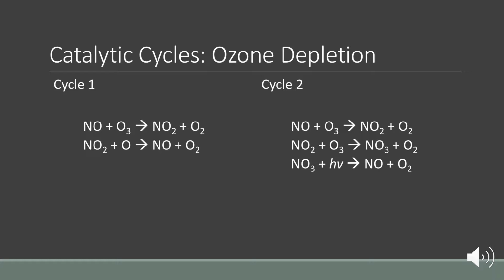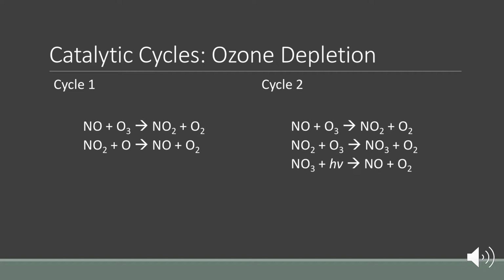NOx cycles in the stratosphere by several catalytic cycles. The two shown here are ozone-destroying cycles. In cycle 1, we lose two odd oxygen molecules, O3 and singlet O. We similarly lose two ozone molecules in cycle 2.